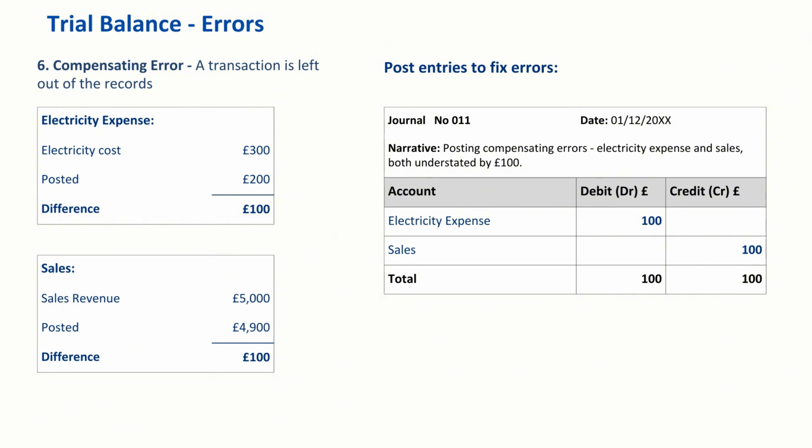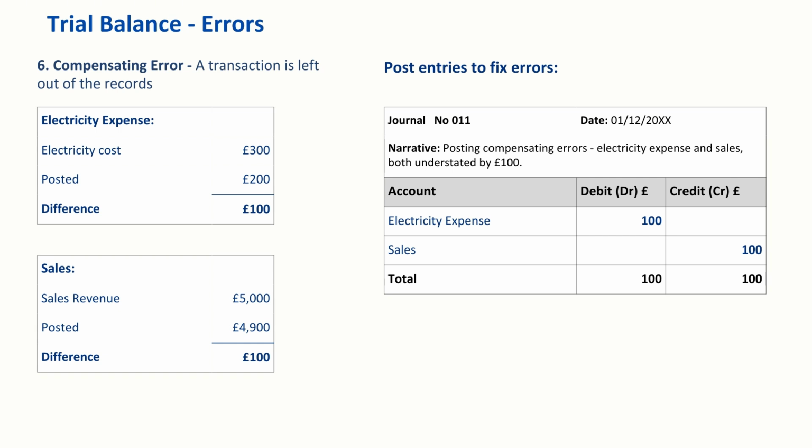Another type of error is compensating error. A compensating error occurs when two separate errors happen in the accounts, but they offset each other, so the trial balance still balances. Individually, each error is wrong, but because one error increases or decreases the total on one side and another error increases or decreases the total on the opposite side by the same amount, the trial balance appears correct, even though the underlying accounts are not. These errors mask each other and make the books look right when they are not.